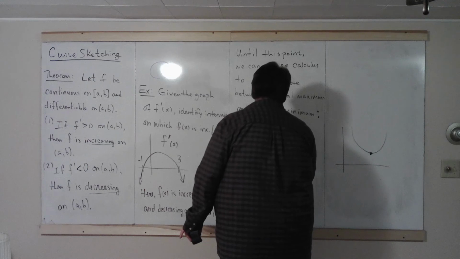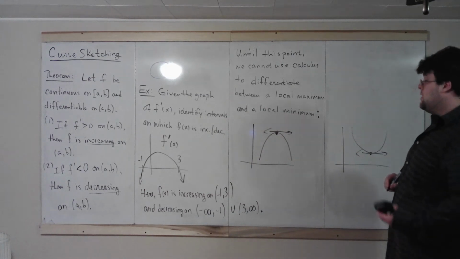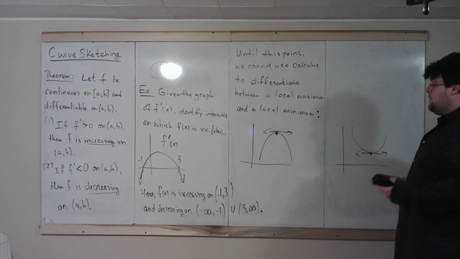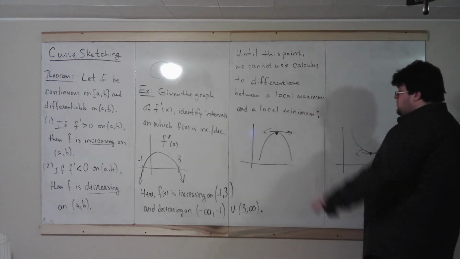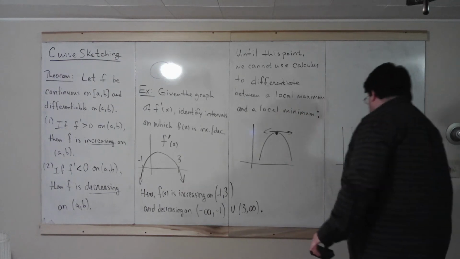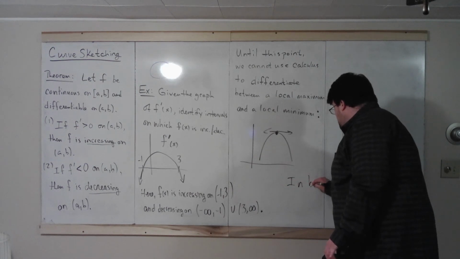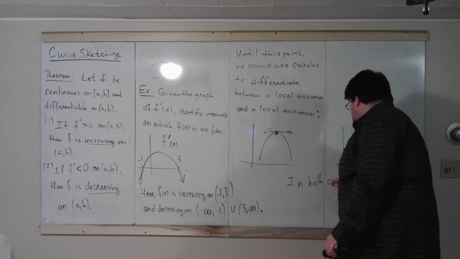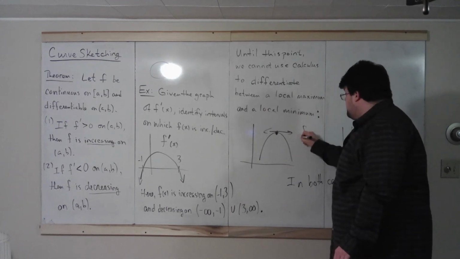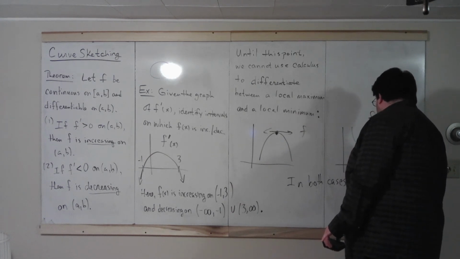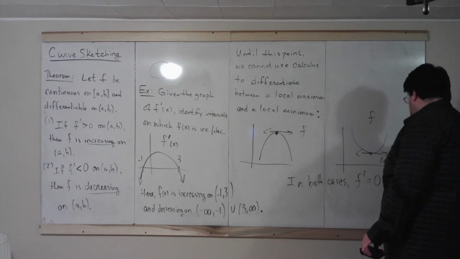Well, recall, in both cases, the derivative is 0 there, or undefined if these meet at a point rather than a smooth mounded curve. So in both cases, let's call this f, f prime equals 0. Let's say this is the local minimum.